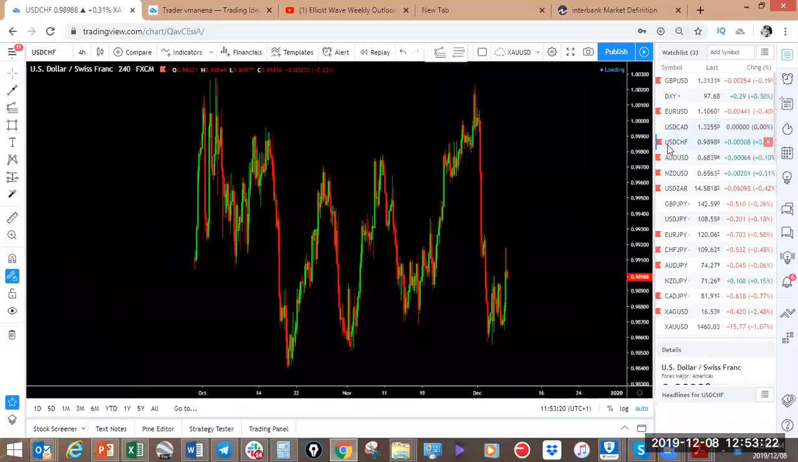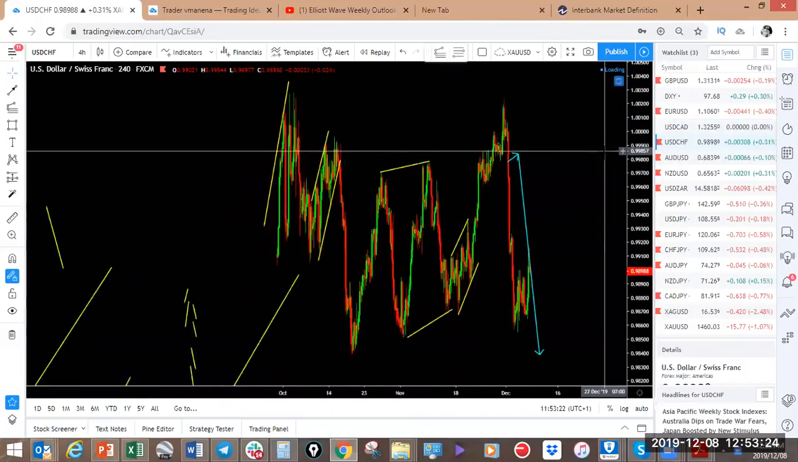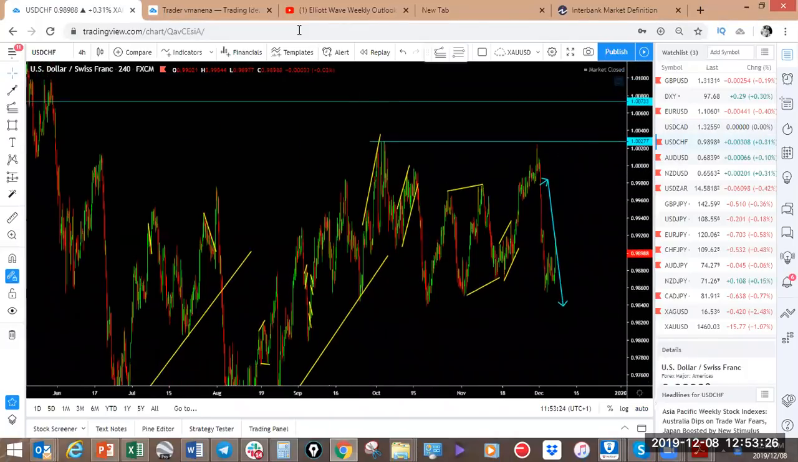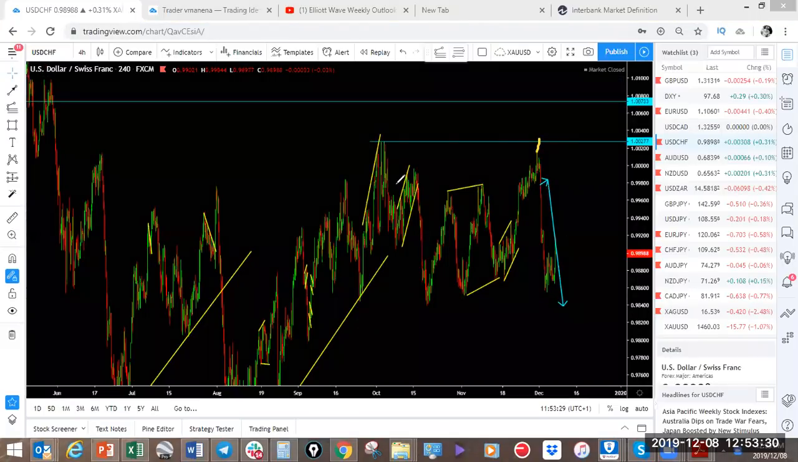Right, US dollar CHF. Now, US dollar CHF, we spoke about this one. Was it last week when we said we wanted it to tag here and drop? That's exactly what has happened. We said this is a 3-wave move to the downside. This is a 3-wave move.